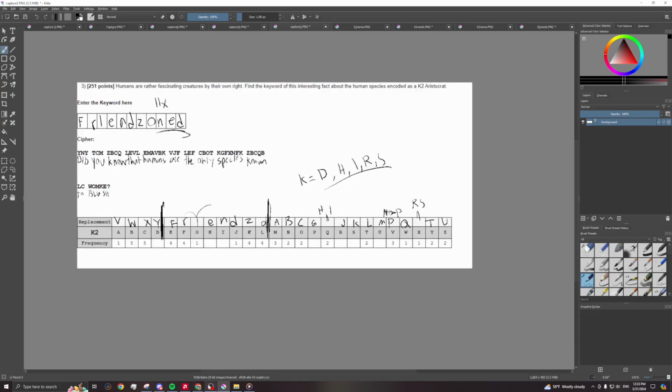Okay, so now that we're done with the practice that I made myself, let's actually look at a few real practice puzzles that I found online.